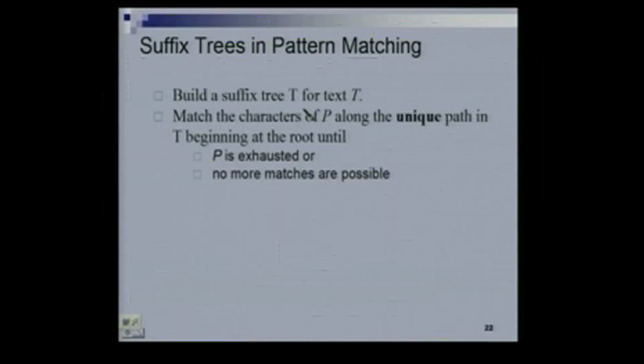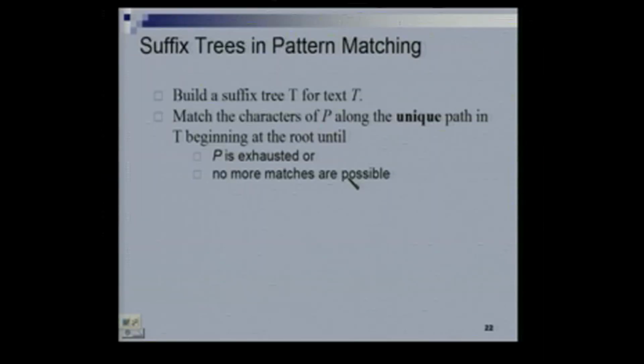So how do we do pattern matching? We build a suffix tree for the text, and match the characters of the pattern along the path beginning at the root until the pattern is exhausted. If the pattern is exhausted completely, then that means that we have found a match. If no more matches are possible, then the pattern does not exist. So in case 2, P does not appear anywhere in the text.